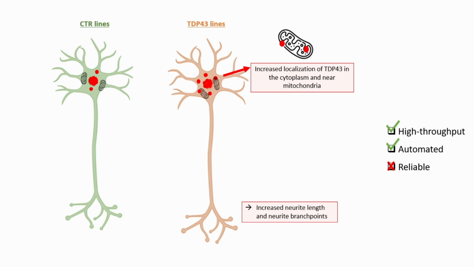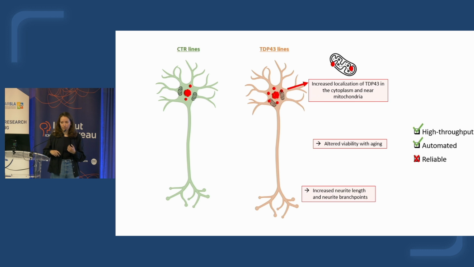We also saw increased neurite length and neurite branch points in these lines, but again, not a very easy parameter to follow. And we also saw that with aging of these motor neurons in vitro, we had an altered viability of specifically the TDP43 lines. But again, this was hard to follow. It means that we have to keep the neurons longer and longer in culture, meaning that we might lose them. So it gets a bit complicated to do drug screening on this.